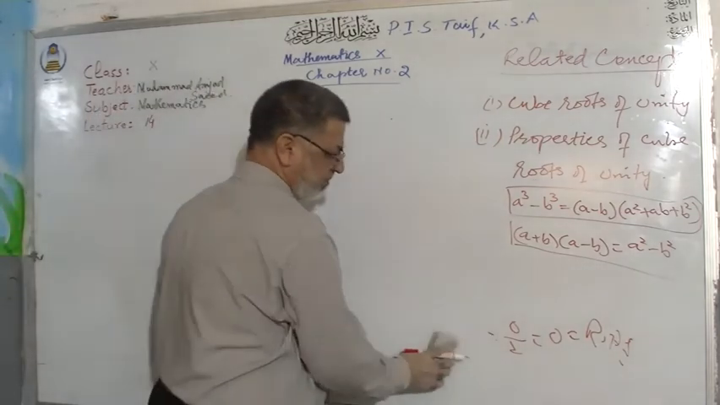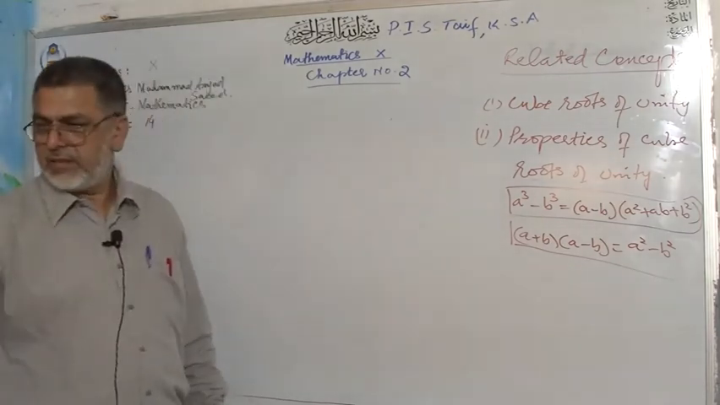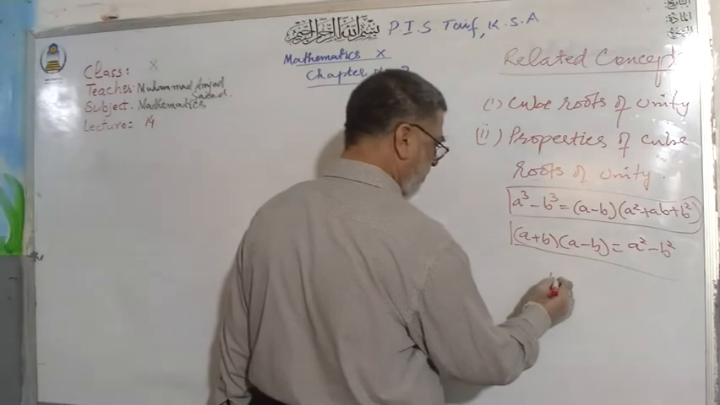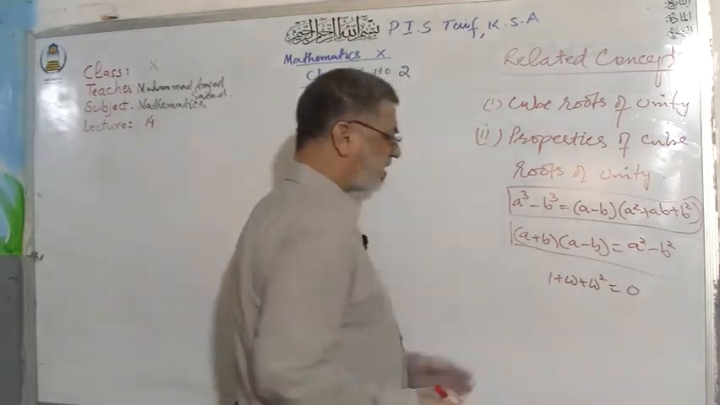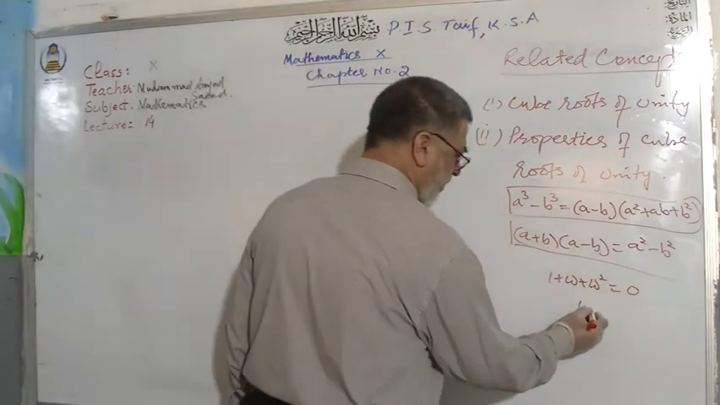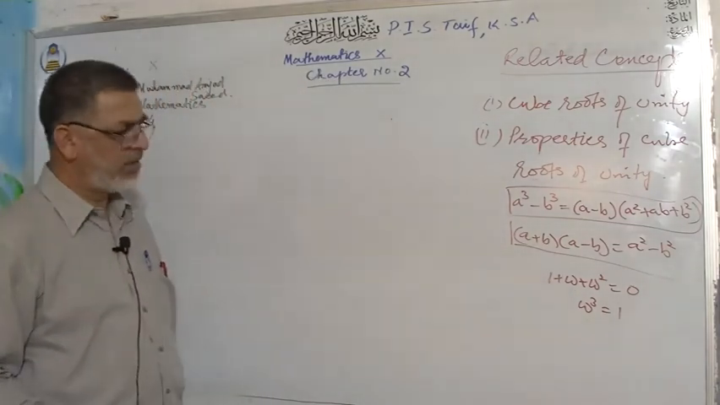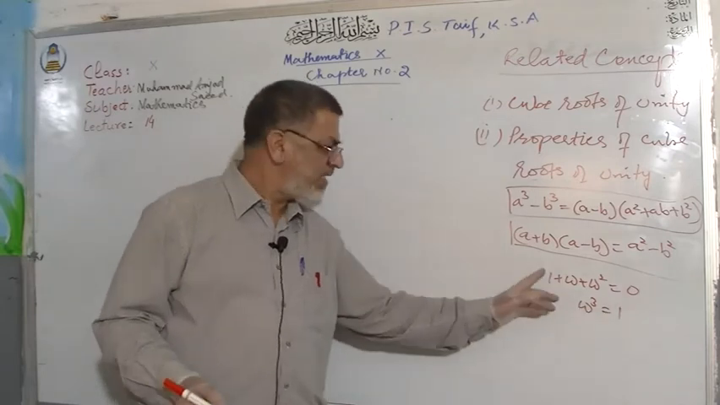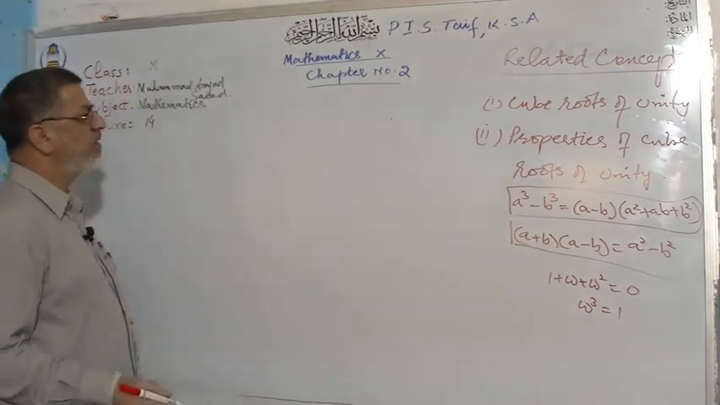Remember that in the exercise question we will apply 1 plus omega square is equal to 0. Just as we have proved that the sum of the cube roots of unity is 0 and the product of the cube roots of unity is 1, instead of omega cube we will apply 1, and instead of 1 plus omega square we will apply 0.